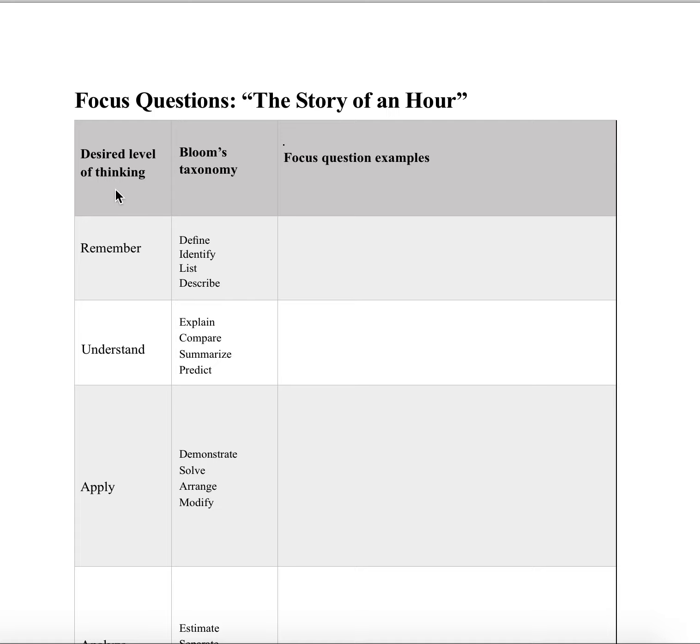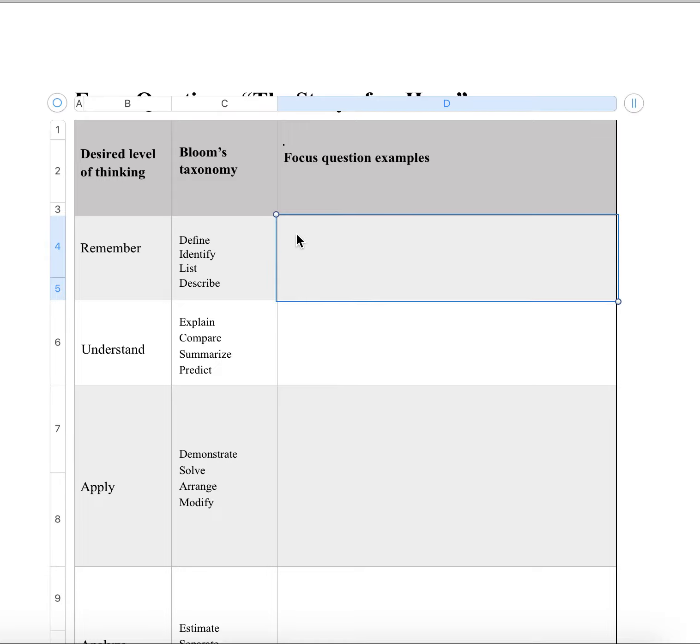Take a look at the left-hand side for the column called Desired Level of Thinking. That column gives us all 6 levels of our thought processes. Next to it, you'll see a column of Bloom's taxonomy keywords that you can use to help organize your critical thinking questions. It's the third column where you will actually type your questions.